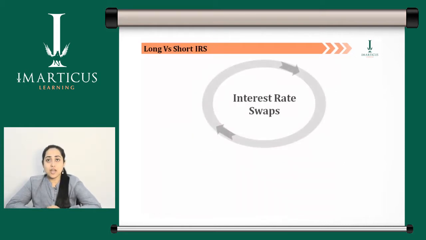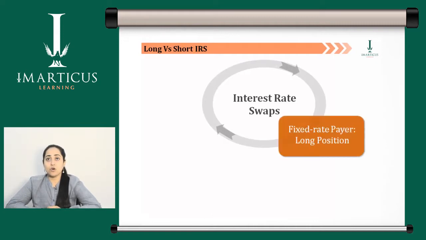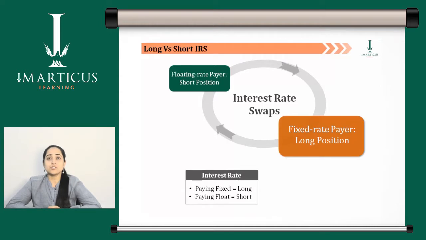There is a long position and short position for interest rate swaps. The fixed rate payer or the floating rate receiver is often referred to as having bought the swap or having a long position. The floating rate payer or the fixed rate receiver is referred to as having sold the swap and being short. For the interest rate, paying fixed is equal to having a long position while paying float is equal to having a short position. For foreign exchange, a long position means you will receive while a short position means you will have to pay.